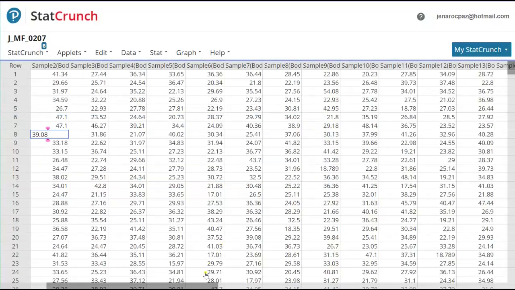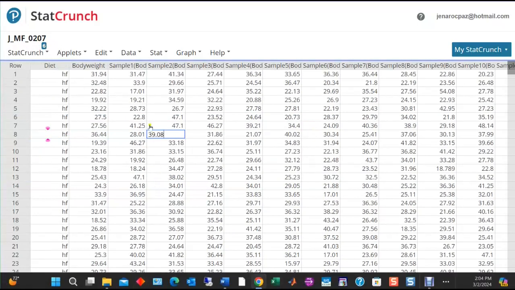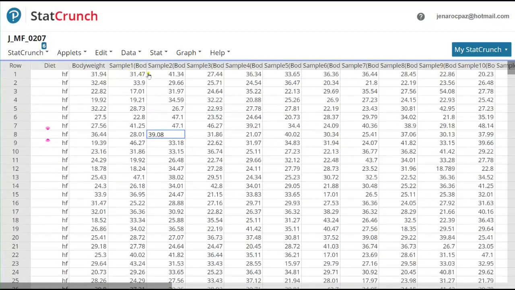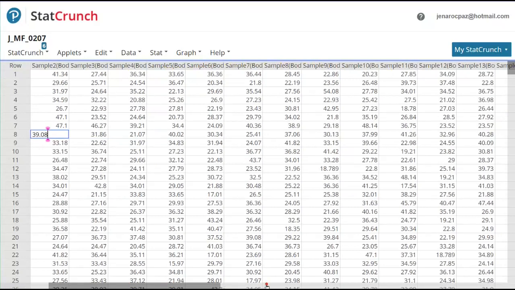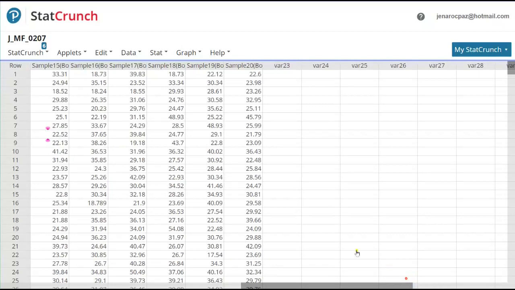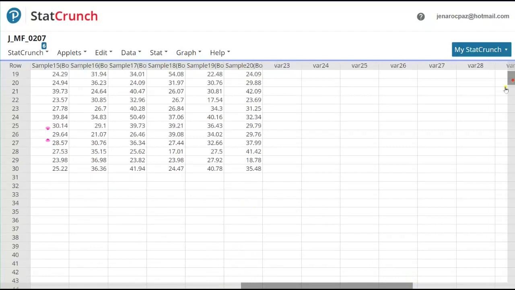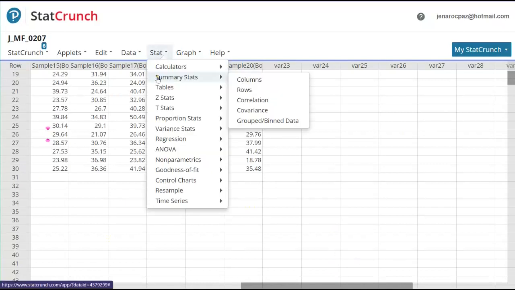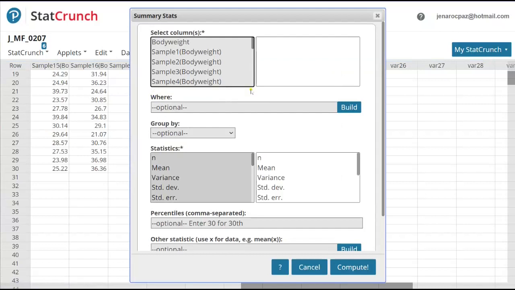Let's close it. Okay, so look, we have here the first sample, the second sample, the third, the fourth, the fifth, the sixth, and so on. We have 20 samples. The size of these 20 samples is 30. Now, for every sample, I want to have its own statistics. So let's choose columns.